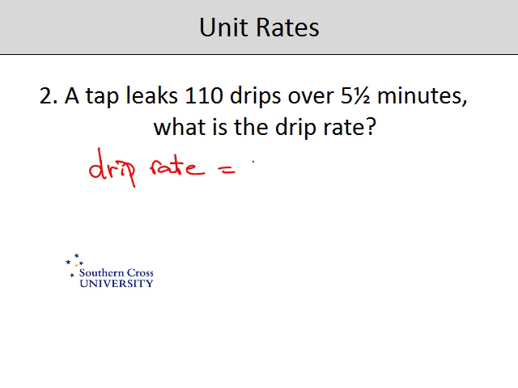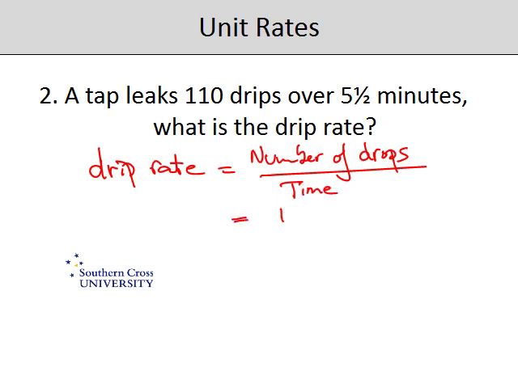is equal to the number of drips or drops over a certain period of time. So that's 110 over 5. I'll put this in as a decimal, 5.5 minutes. 110 divided by 5.5 is 20, so it's 20 drops per minute.